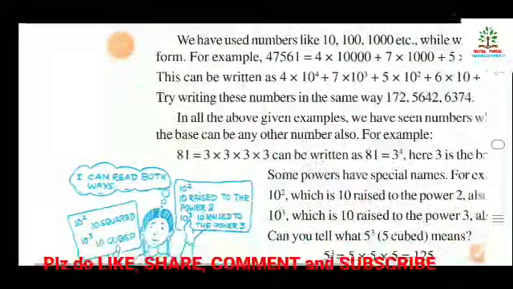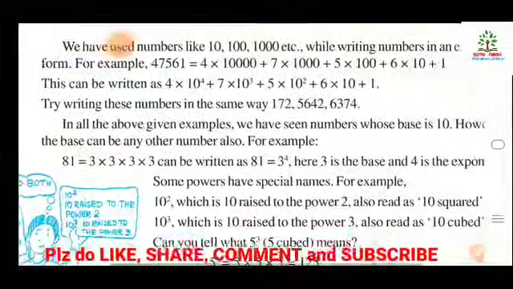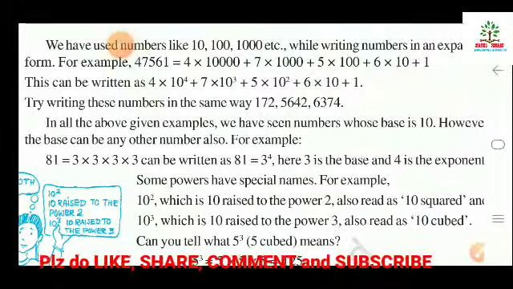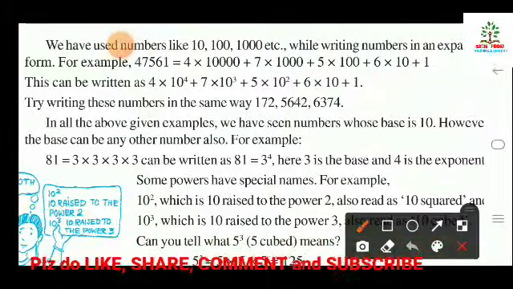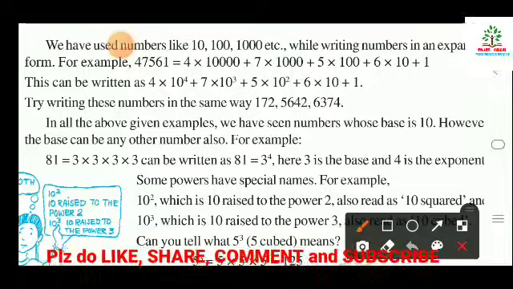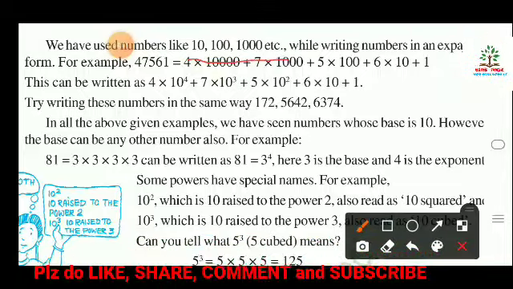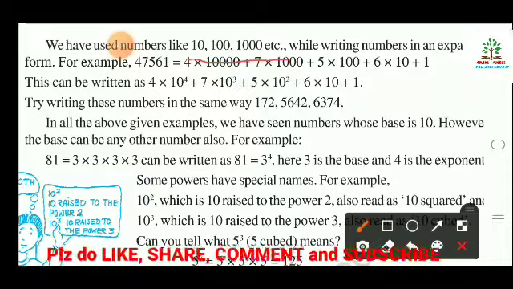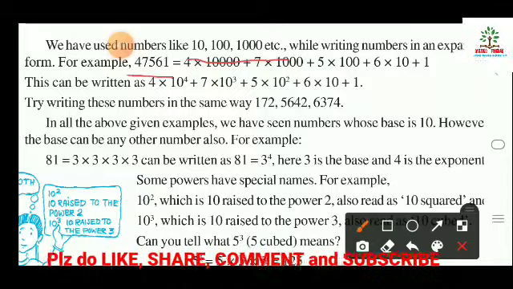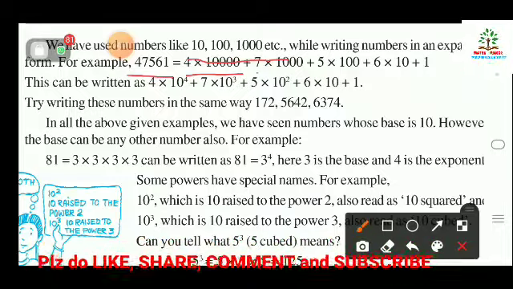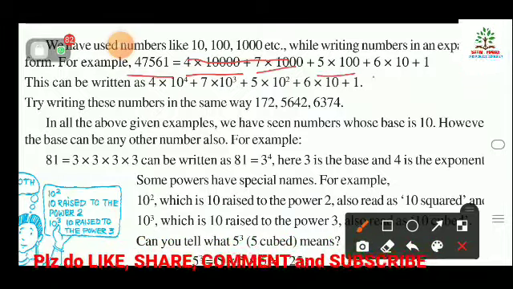Now we can see what we have here. We have used numbers like 10, 100, 1000, etc. Suppose a number is given like 47561. This will be 4 into 10,000 plus 7 into 1000 plus 5 into 100 plus 6 into 10 plus 1.